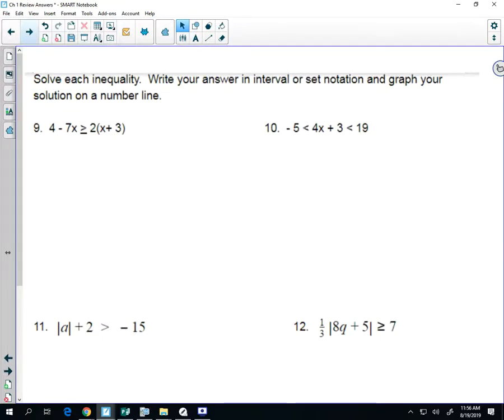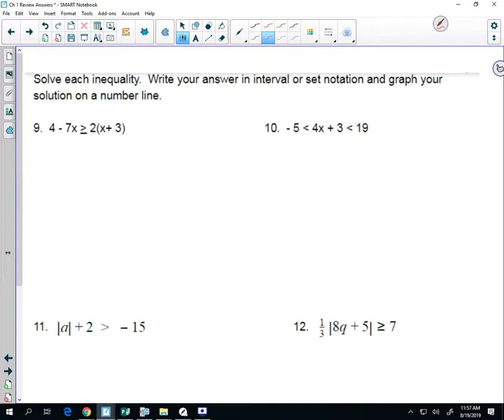We also solved inequalities. We solved regular inequalities, we solved compound inequalities, and we solved absolute value inequalities. When you're solving an inequality, you have to use set or interval notation, and you have to graph it on a number line. So please pay attention to that as you're doing these problems on your test tomorrow, okay?